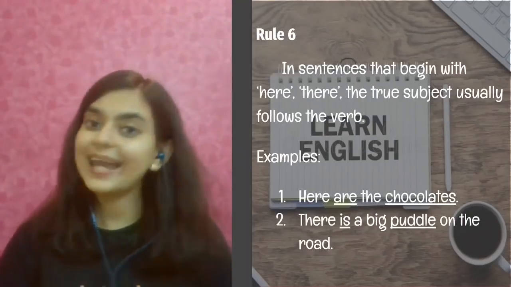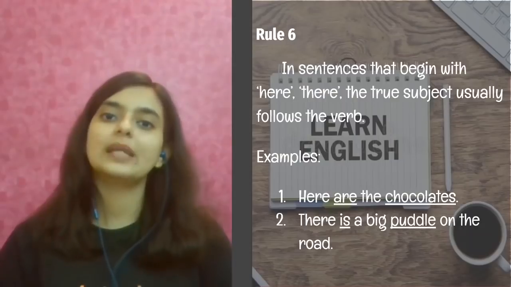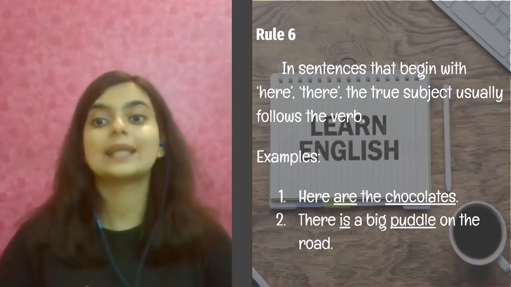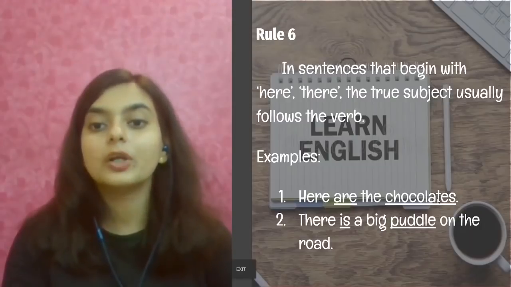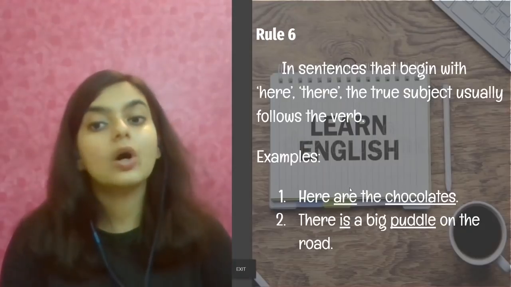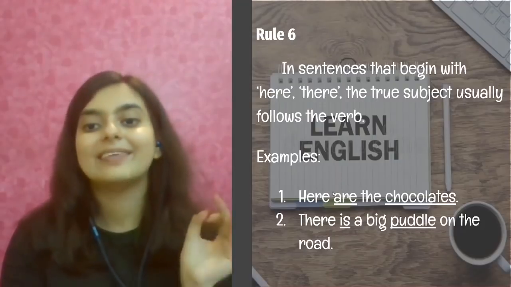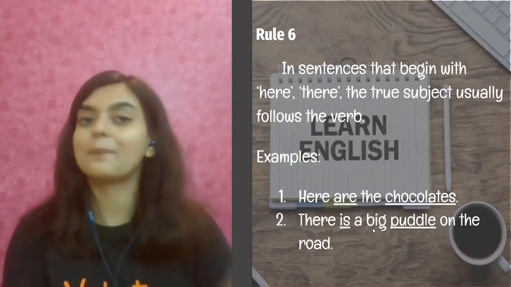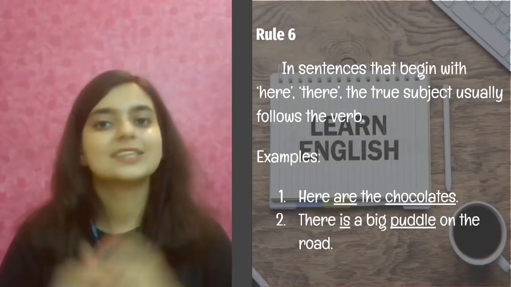Moving ahead, rule number 6. In sentences that begin with here or there, the true subject usually follows the verb. Here are the chocolates. There is a big puddle on the road. In "here are the chocolates", chocolates is the subject, and since it is plural, you will have to use the plural form. "There is a big puddle" talks about one big puddle, a singular puddle, so it again uses a singular verb. Very simple.